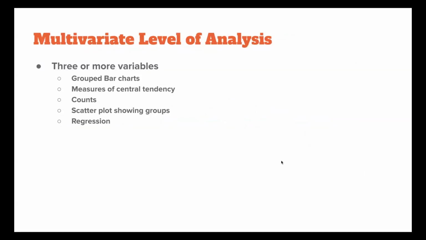Moving on. When you have multivariate levels of analysis, you can do a grouped bar chart. The bar chart is one of the most widely used visualizations in data analysis, and there are different kinds of bar charts out there, like grouped bar charts, measures of central tendency, counts, and scatter plots. Remember, multivariate is where you have 3 or more variables. In this instance, you can have 2 numerical and 1 categorical, or 3 numerical and 2 categorical. So you have a lot of variables.